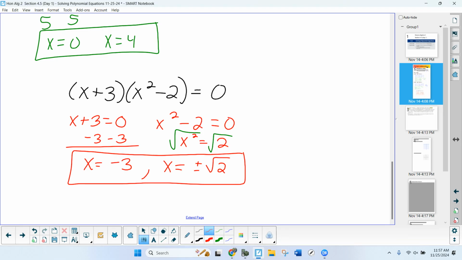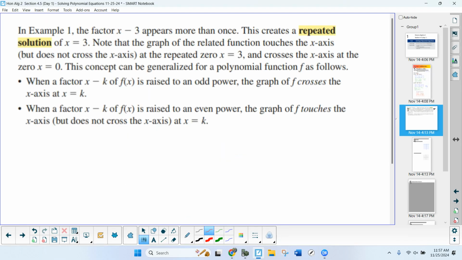Okay. Well, there is something here called a repeated solution. Did we have a repeated solution? Yeah, we had 2 repeated solutions there. And when you have a repeated solution, something special happens to the graph. If it is repeated an odd number of times, it kind of bends at the x-axis. If it is an even power, it will touch and go up.